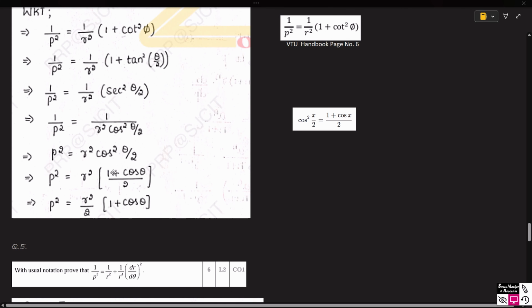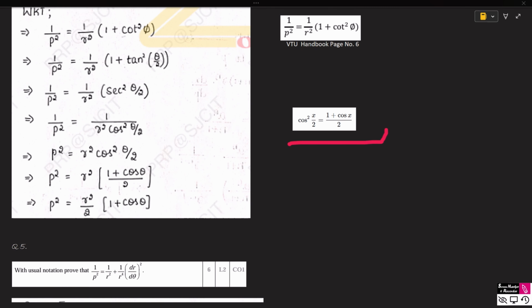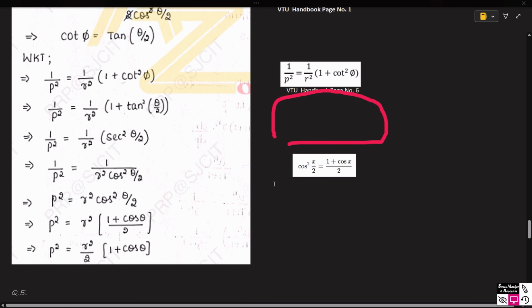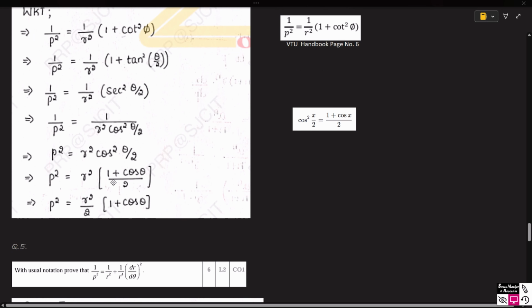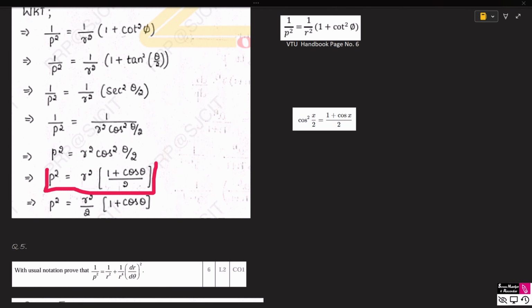So cos square theta by 2 can also be written as 1 plus cos theta divided by 2. It is also mentioned in the VTU handbook on page number 4. So on simplifying the equation, we get p square equal to r square divided by 2 into 1 plus cos theta, or else you can stop here itself.